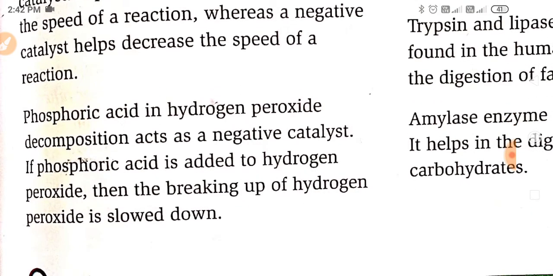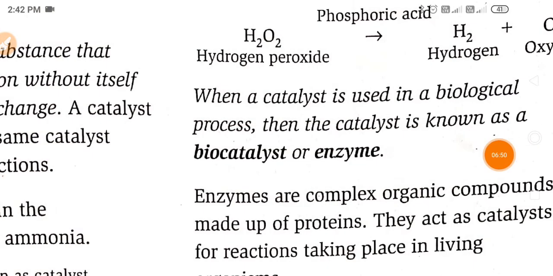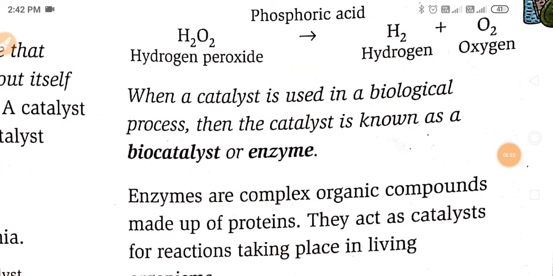Phosphoric acid in hydrogen peroxide decomposition acts as a negative catalyst. If phosphoric acid is added to hydrogen peroxide, then the breaking of hydrogen peroxide is slowed down. So you can see here that if we add phosphoric acid to hydrogen peroxide, then its decomposition becomes slow.